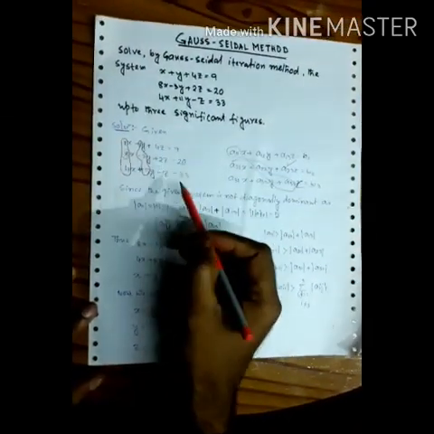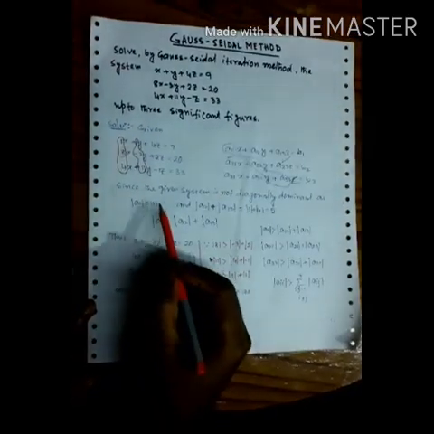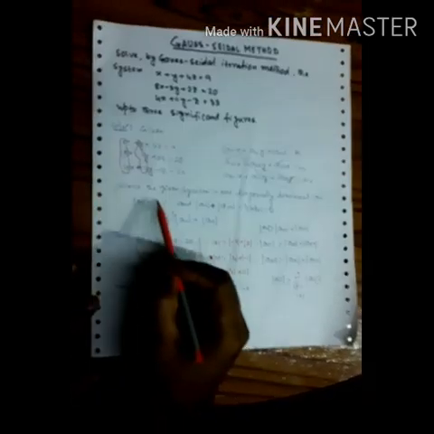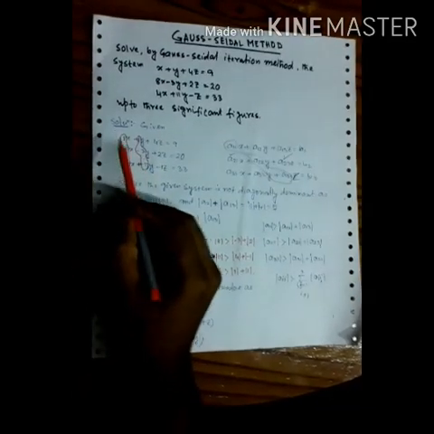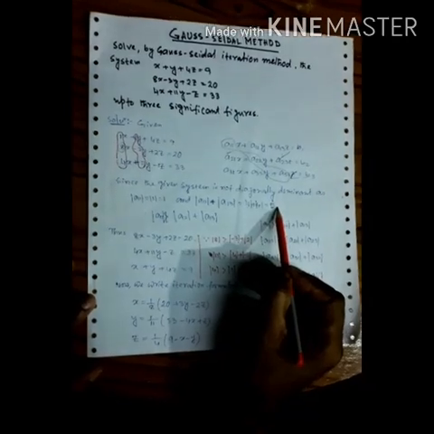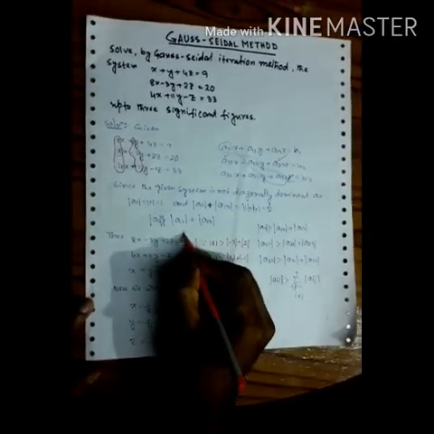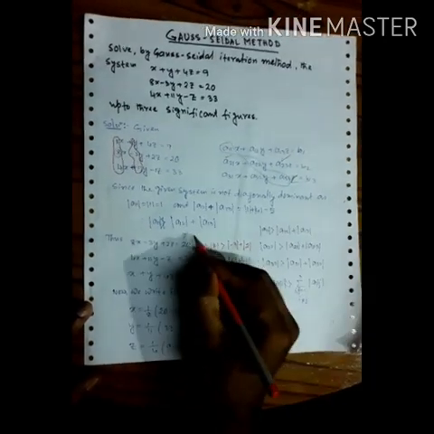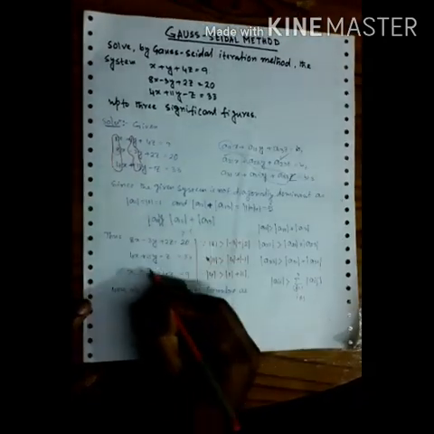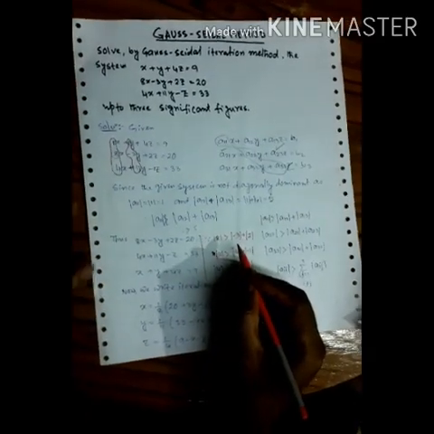I think this system does not satisfy the diagonal dominant condition. Because look here, the a11 element is 1, so the mod value is 1, and the sum of the remaining two is 1 and 4, so the sum of the mods is 5. So 1 is not greater than 5. That's why we now rearrange this system of equations. Look at the technique of how to rearrange it.